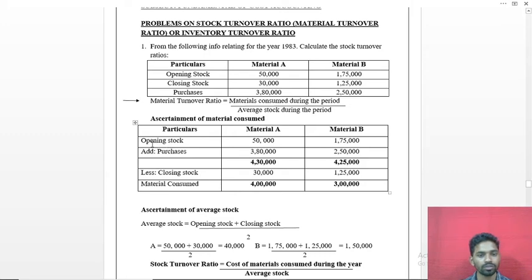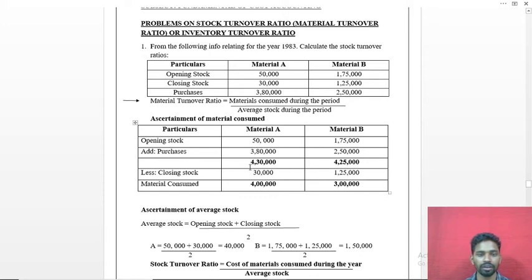The opening stock of material A is 50,000 and material B is 1,75,000. To this opening stock you have to add purchases, that is, purchases of the raw materials. For material A, the purchase amount is 3,80,000. For material B, it is 2,50,000. Now just add them: opening stock plus purchases.